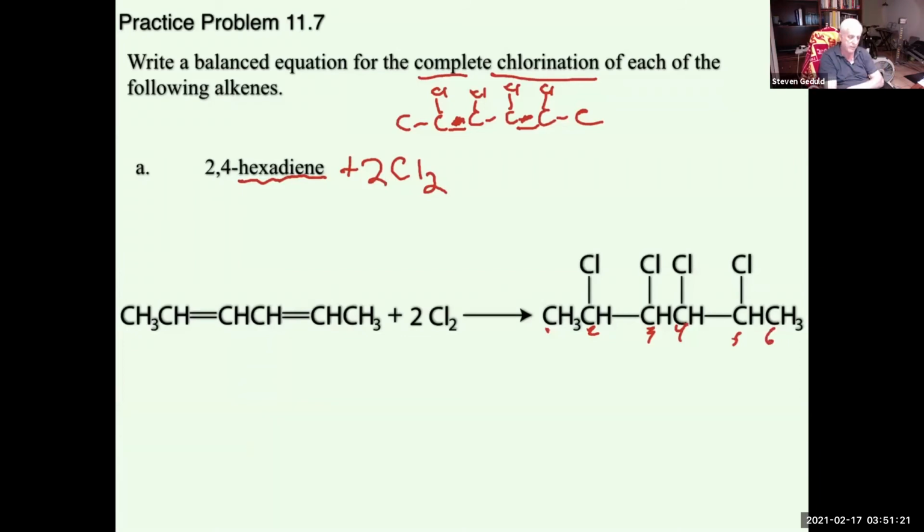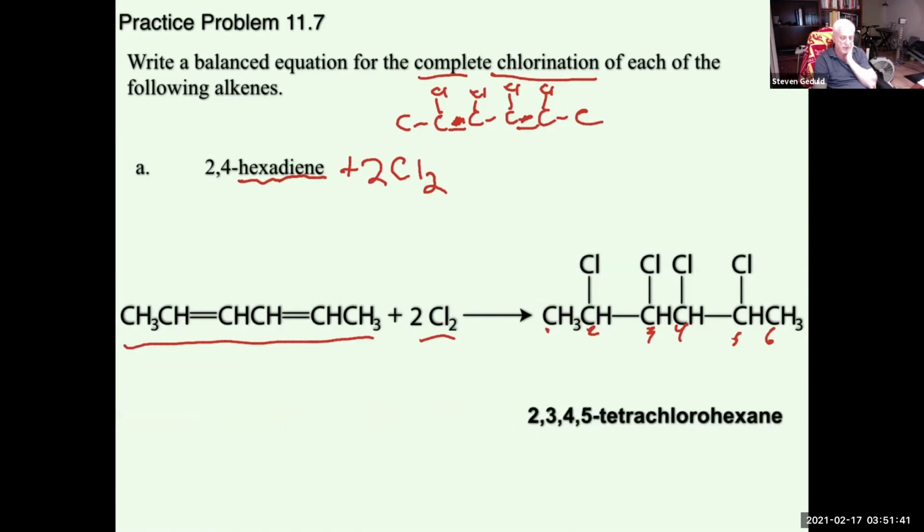Okay. So we started with 2,4-hexadiene, added 2 chlorines, and we produced, what's the name of the product we produced? We produced 2,3,4,5-tetrachlorohexane. 2,3,4,5-tetrachlorohexane. Hexa 6, ane is all single bonds. Tetrachloro means 4 chlorines. Tetra is 4, and they're at number 2, at number 3, at number 4, at number 5.